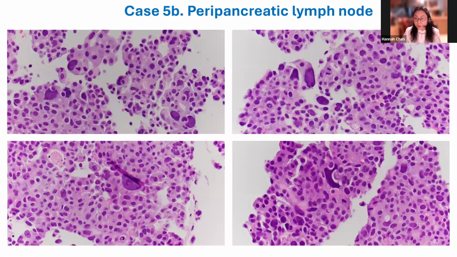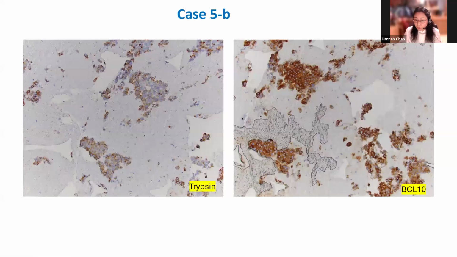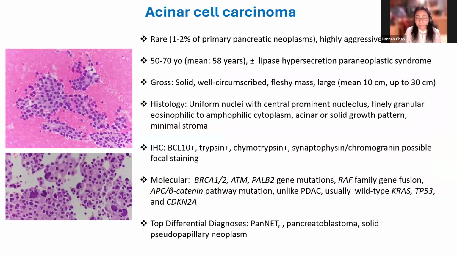But for the pancreatic lymph node, interestingly, we see, in the background of monomorphic majority tumor cells, some cells with really bizarre and enlarged nuclei. These two lesions from two sides basically show the same IHC, trypsin and BCL10, both positive. The diagnosis is acinar cell carcinoma.